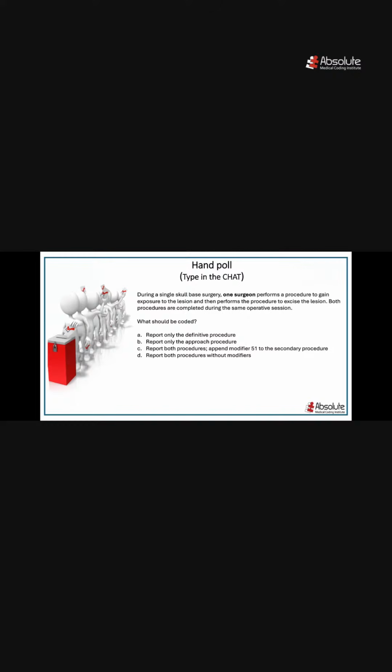During a single skull base surgery, one surgeon performs a procedure to gain exposure to the lesion and then performs a procedure to excise the lesion. Both procedures are completed during the same operative session. What should be coded here? Option A, report only the definitive procedure. Option B, report only the approach procedure. Option C, report both procedures and append a 51 modifier to the secondary procedure. And option D, report both procedures without modifier. What say you, coders?